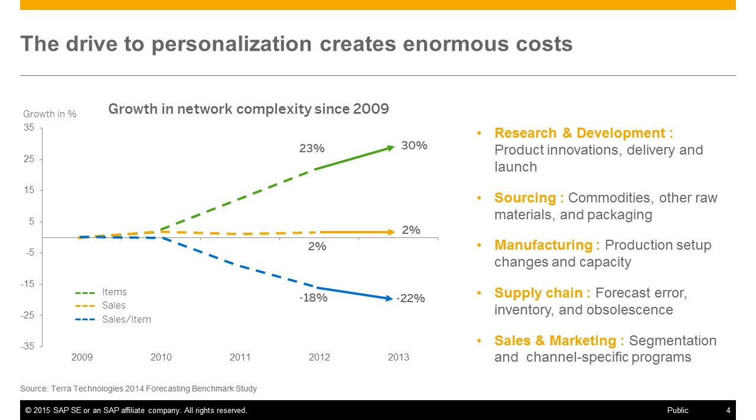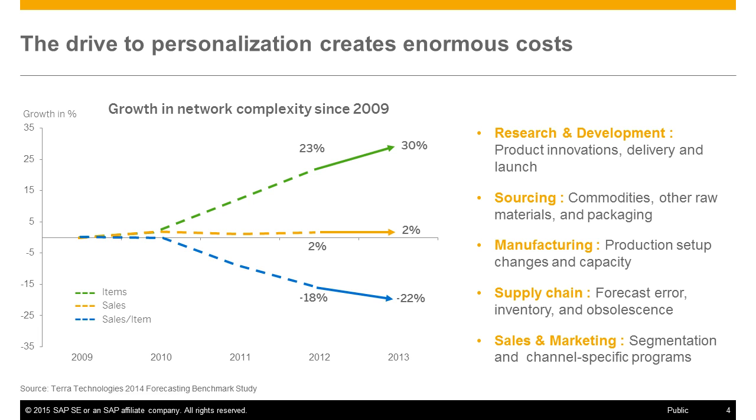Yet during that same time period, in the aggregate, the industry revenue has only grown by 2%, which means that the corresponding cost per item has declined by 22%. So obviously this is not sustainable. This translates not only to cost and complexity for research and development as companies invest in product innovations to reach increasingly refined segments of consumers, but also to costs pervasive across the organization, like sourcing of commodities, raw materials and packaging, or manufacturing costs for production setups and capacity utilization.